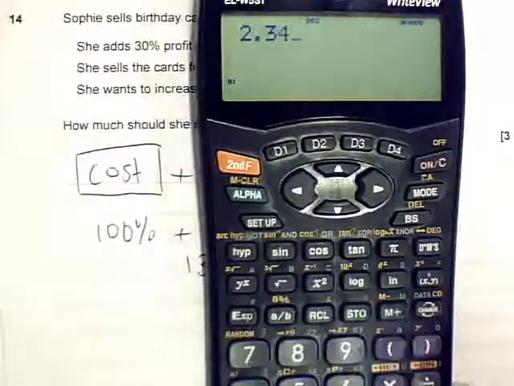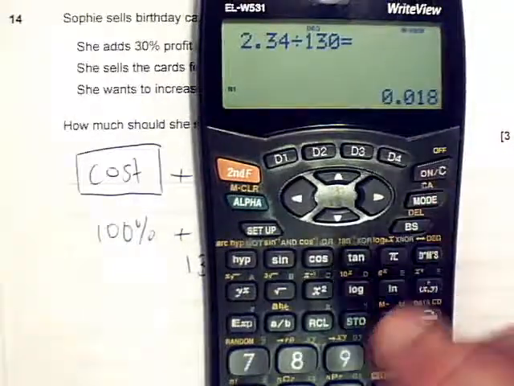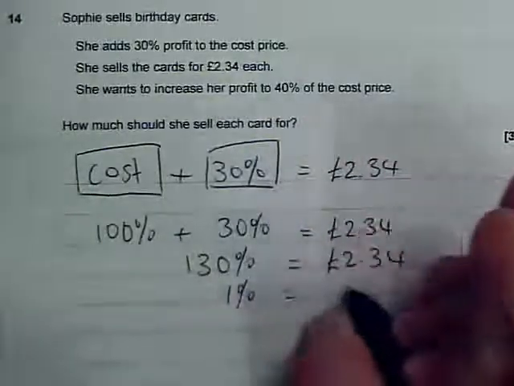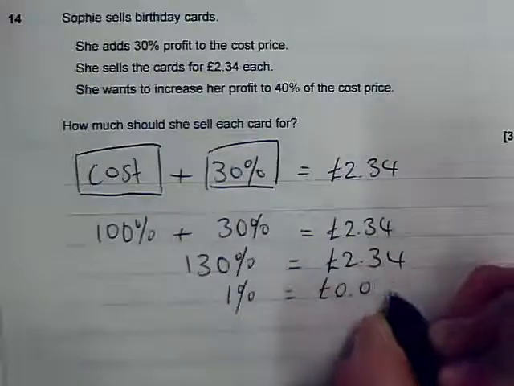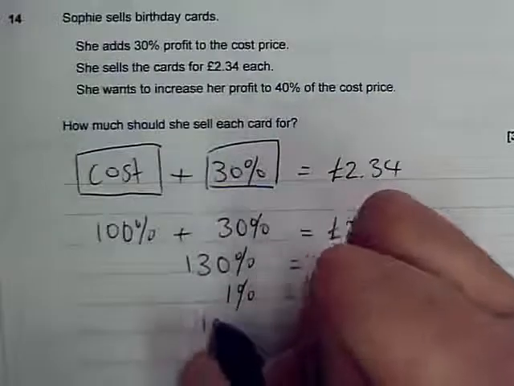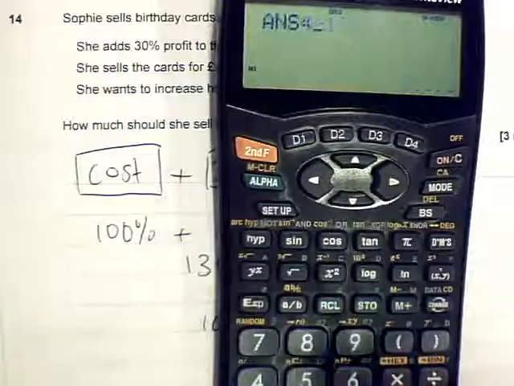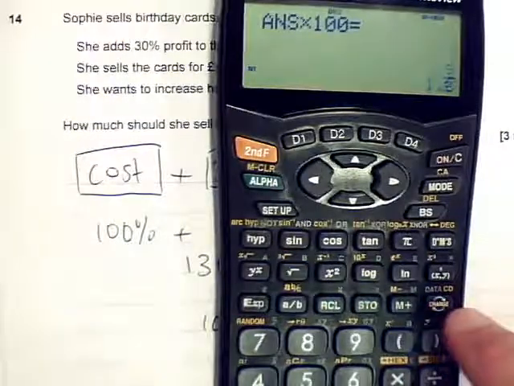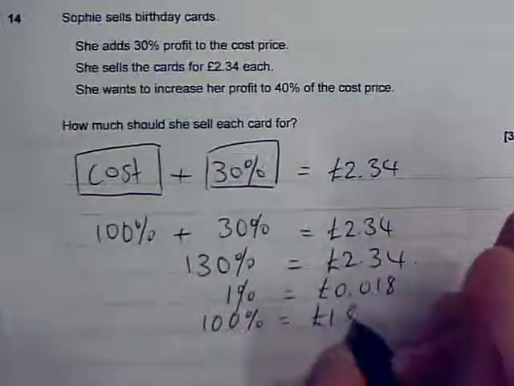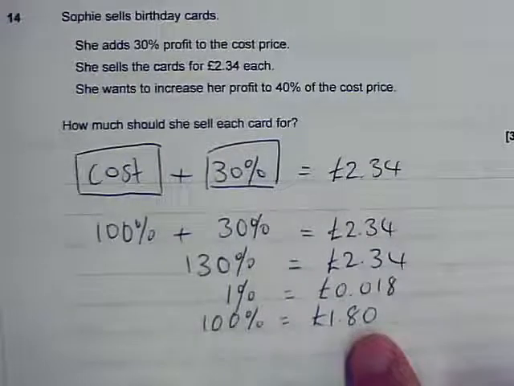So if we did £2.34 divided by 130, that would tell us what 1% is. So 0.018 is 1%. Then to find 100%, which remember is our cost price, we multiply that by 100, which comes out as 1.8, which in pounds means £1.80. Don't ever write 1.8 because they won't give you the mark. And this means it's the cost price.